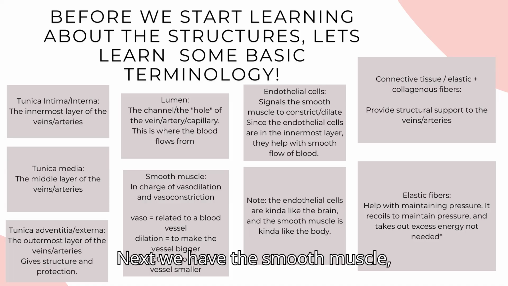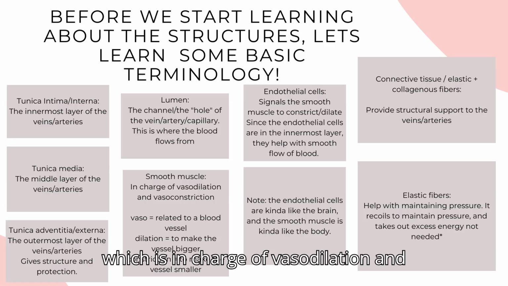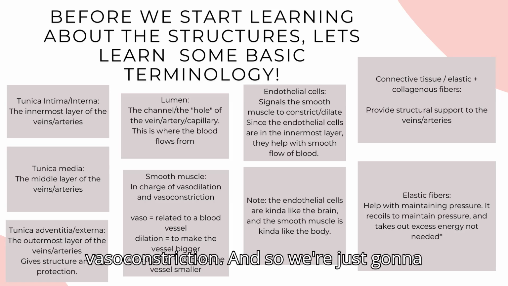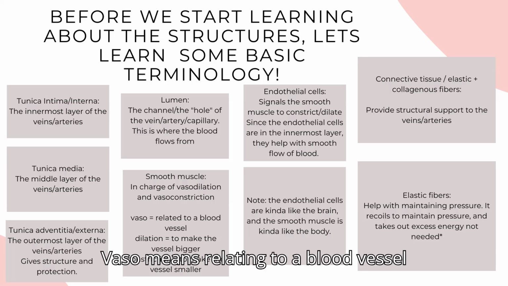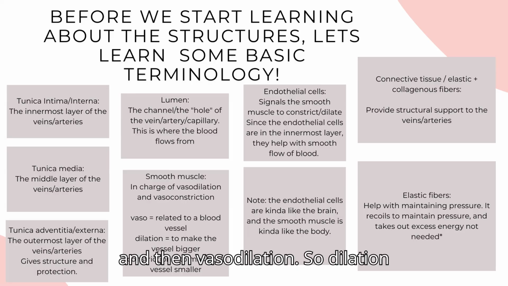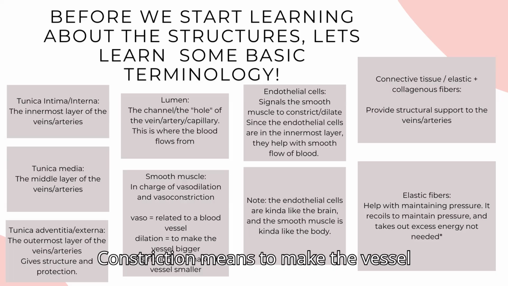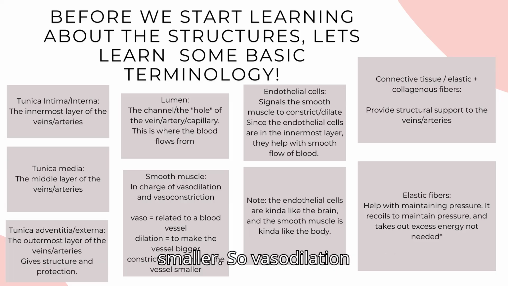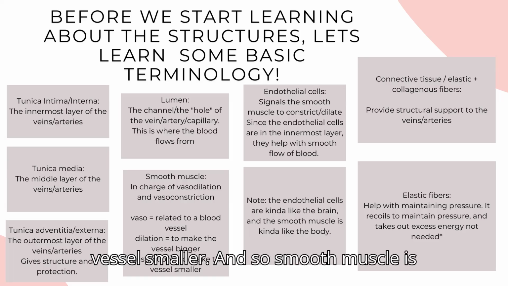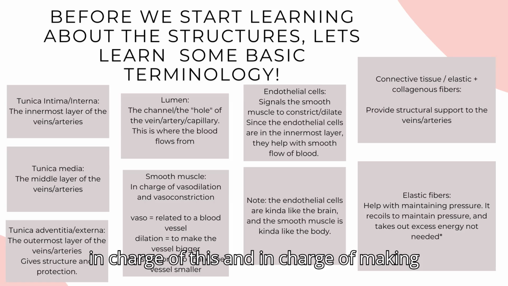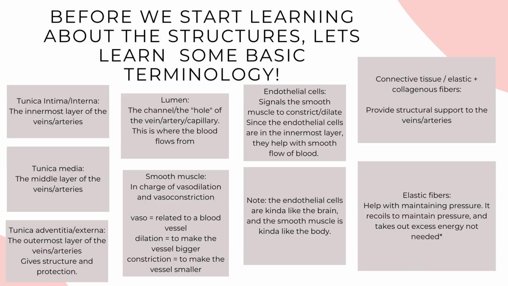Next, we have the smooth muscle, which is in charge of vasodilation and vasoconstriction. And so we're just going to break these two words up real quick. Vaso means relating to a blood vessel, and dilation means to make the vessel bigger, constriction means to make the vessel smaller. So vasodilation means to make the vessel bigger, and vasoconstriction would be to make the vessel smaller. And smooth muscle is in charge of making sure that this is happening.